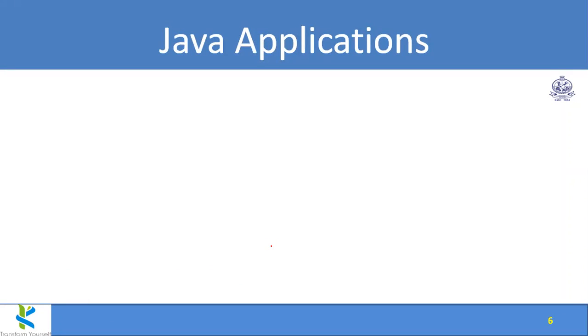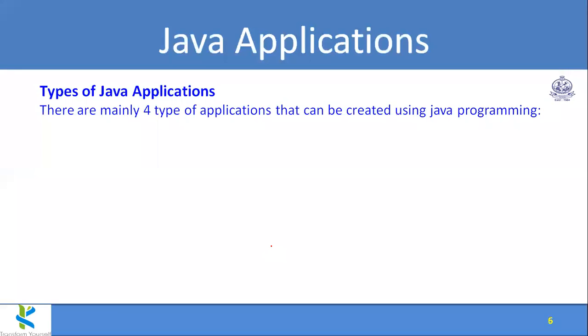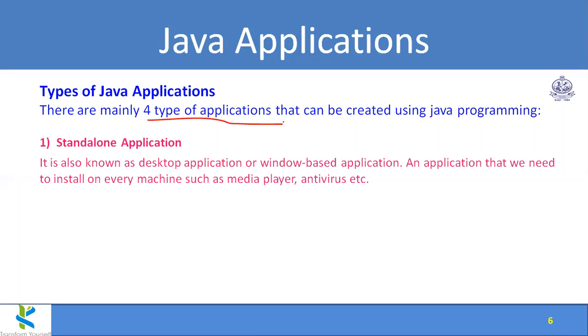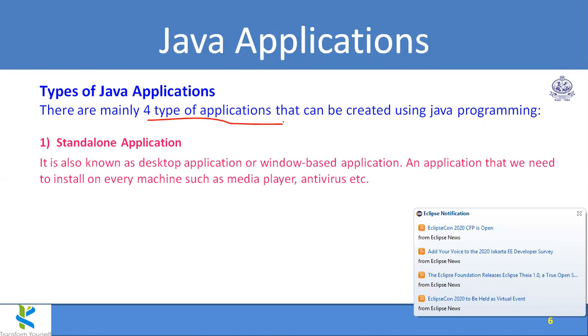So generally, Java applications are fourfold. Four types of applications we can create. Using any language, we'll be seeing four categories of applications. The first category is the standalone application. That application is to be installed on a separate machine, and only then will it work on that machine. So we have to install that software on the machine. Those types of applications, we call standalone applications.